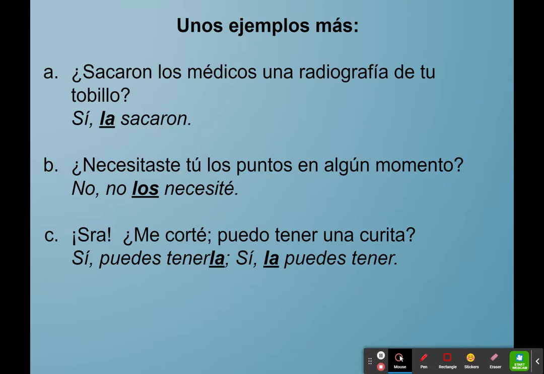And finally, you've got a couple of different ways of using a direct object pronoun for the last one here. Señora, me corté. ¿Puedo tener una curita? Señora, I cut myself. May I have a Band-Aid? And the answer, sí, puedes tenerla. Yes, you can have it. And you'll notice in this case, la, to replace una curita, is attached to the end of the infinitive tener. And then, sí, la puedes tener. Yes, you can have it. But la is just placed before the conjugated verb, the conjugated form of poder.